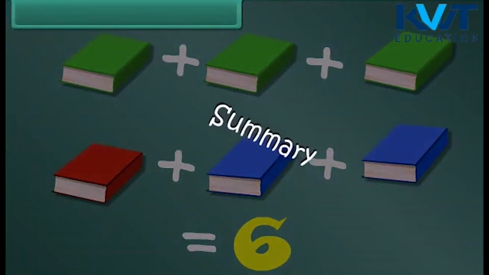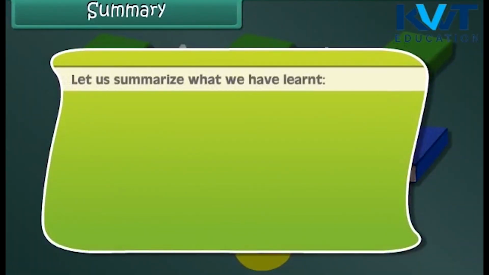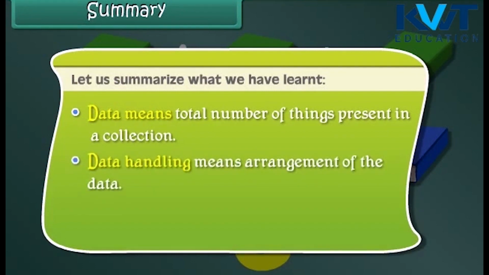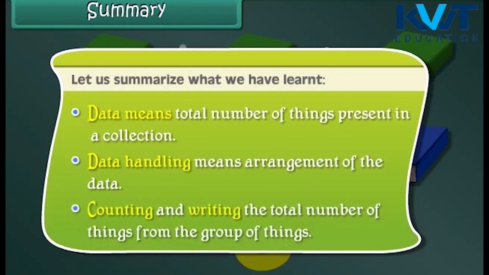Summary. Let us summarize what we have learned. Data means total number of things present in a collection. Data handling means arrangement of the data. Counting and writing the total number of things from one group of things.